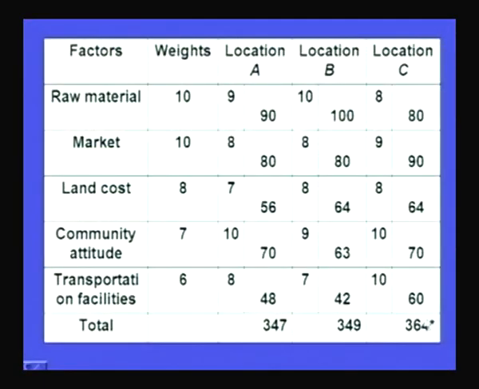Now, we can see maximum marks have been scored by alternative C. So, location C is getting 364 points. So, we are going to select alternative C in this particular case.